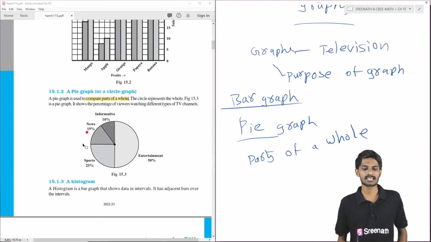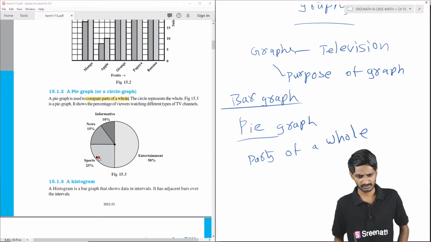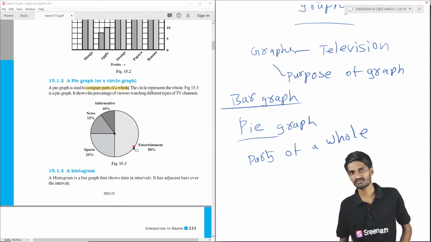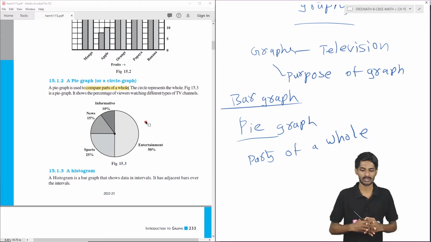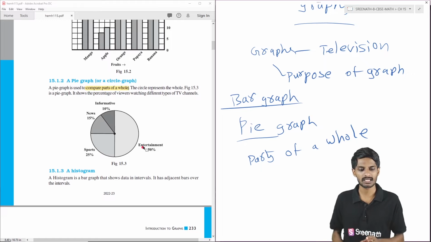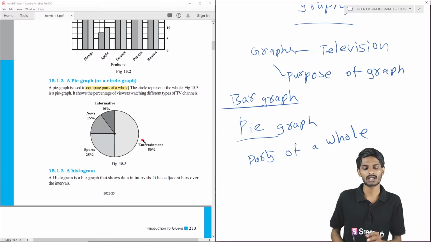Here this whole circle represents the whole. And how much part it takes in the whole, that is the thing, students. So here this is a pie graph or circle graph. It shows the percentage of viewers watching different types of TV channels. The TV channels represent 100%, the whole circle. So 50% of the viewers are watching entertainment channels.